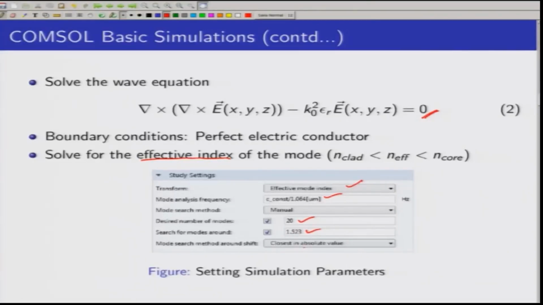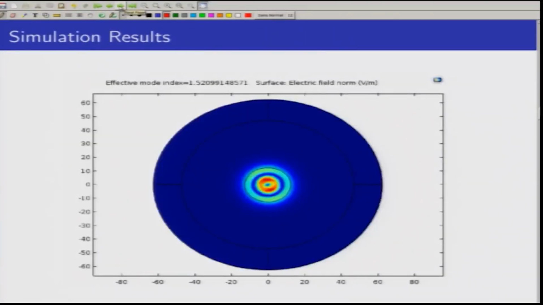Now, we have designed a geometry, assigned its properties, we know what equation we are solving and what we are solving for. Now, let us see what results we get. So, this is one of the modes that we see here.